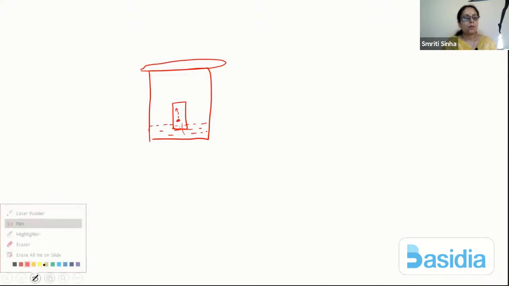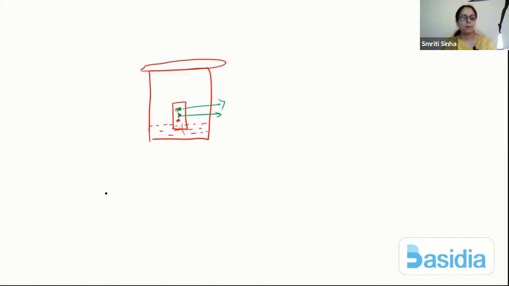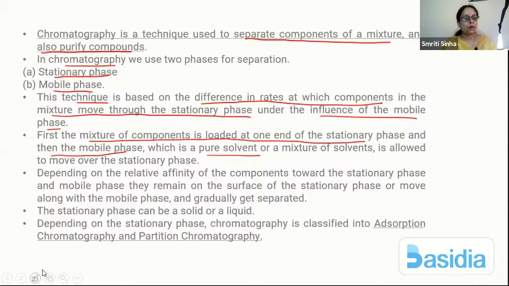The two components will move at a different rate depending on how soluble they are in the mobile phase. If it is more soluble in mobile phase, it will move fast, and if it is less, it will move slow. Then it can get adsorbed on this and you will get the two components separated from this mixture. So this is how chromatography techniques work. In this chromatographic technique, the main thing is the relative affinity of the component towards the stationary phase. How much it can get adsorbed on the stationary phase, at that rate the component will move on the stationary phase under the influence of the mobile phase.